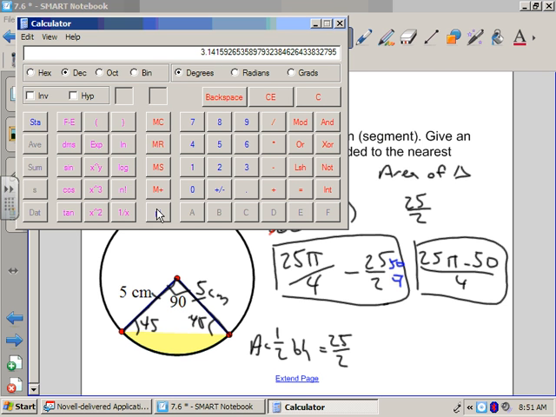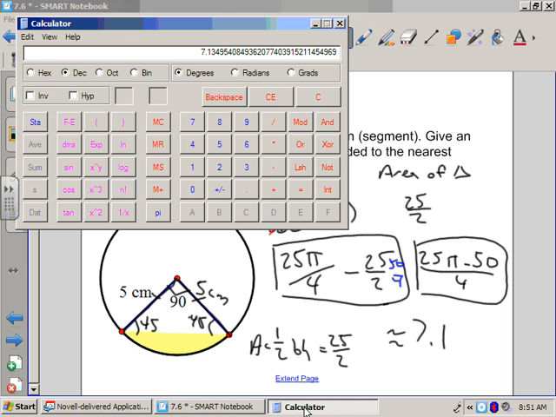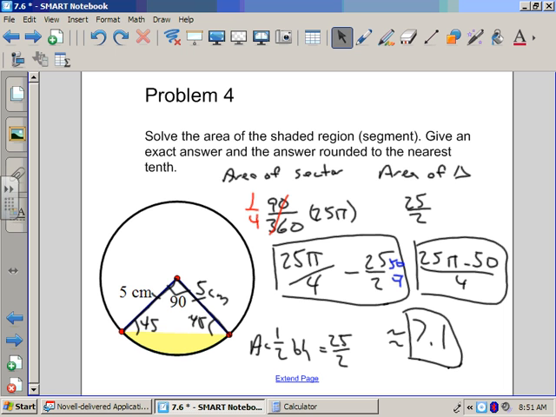Let's do pi, and then let's multiply that by 25. And then let's subtract 50. And let's take this number and divide it by 4. And my answer is, I didn't round it to the nearest tenth, approximately 7.1. Looking back at the calculator, approximately 7.1. So it is possible to take a calculator and get 25 pi minus 50 over 4. Might be hard to figure out exactly what that number is. A very good approximation by the calculator is 7.1.